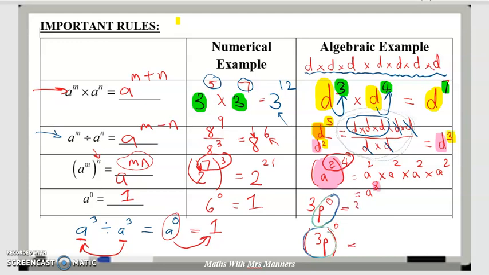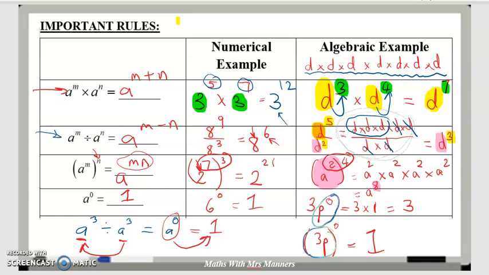This one is the same as writing 3 times 1, because the p to the 0 equals 1. And then when I multiply, 3 times 1 equals 3. But over here, everything in the brackets is being raised to the power of 0. And so 3p all to the power of 0 will equal 1.